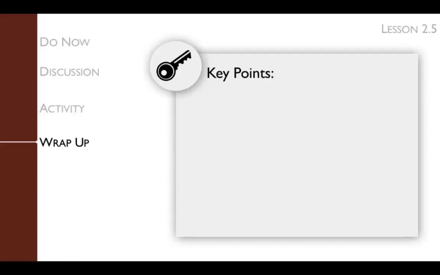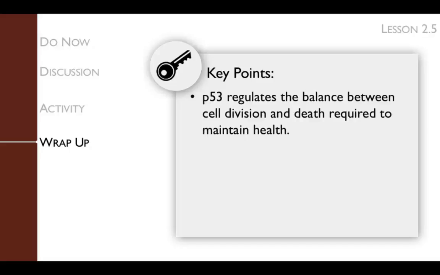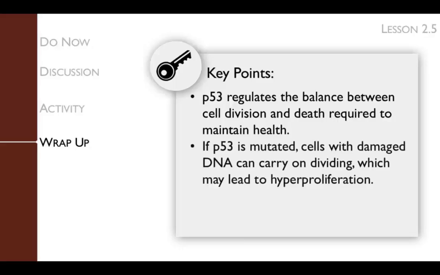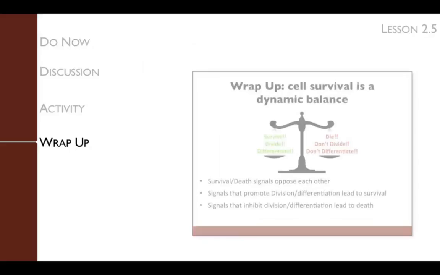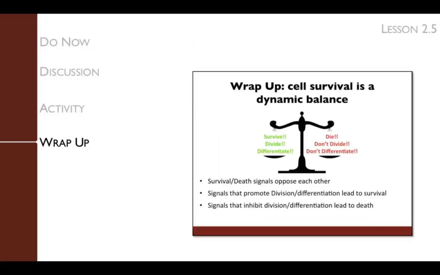The key points of the wrap-up are that p53 regulates the balance between cell division and death required to maintain health. If p53 is mutated, cells with damaged DNA can carry on dividing, which may lead to hyperproliferation. Mutations in p53 are common in several types of cancer. The main idea is that some signals promote apoptosis and other signals promote survival. Tissue health requires that there is a dynamic balance between these signals.